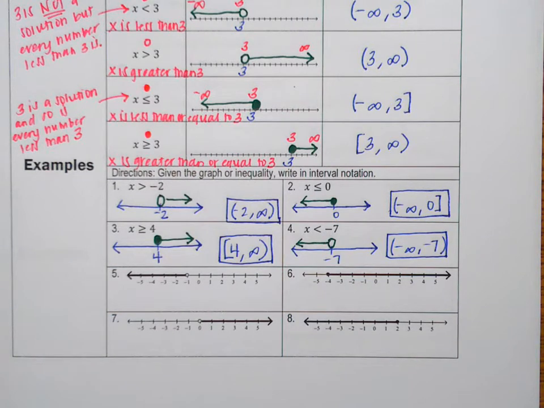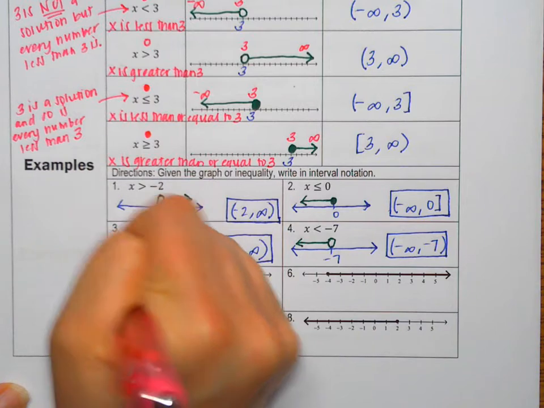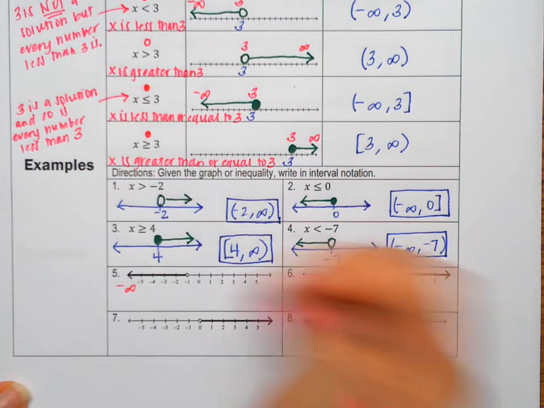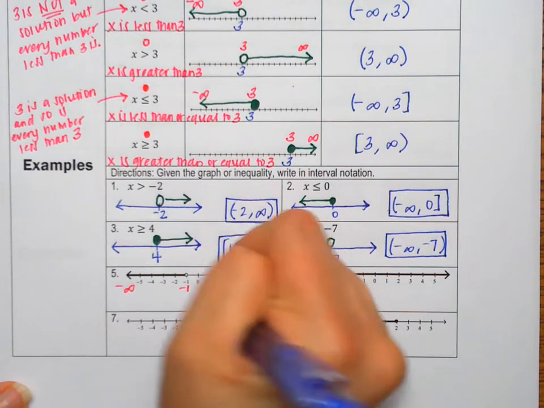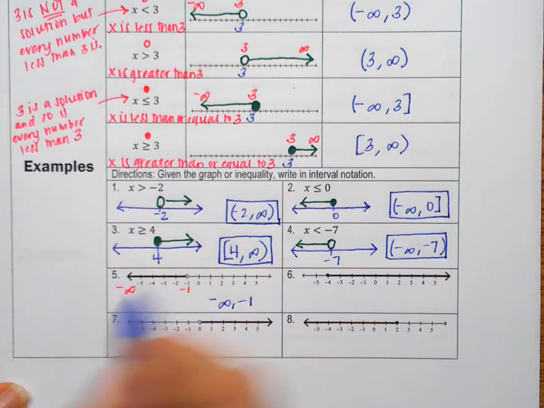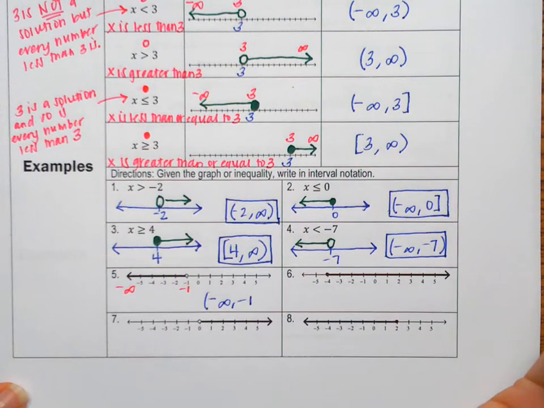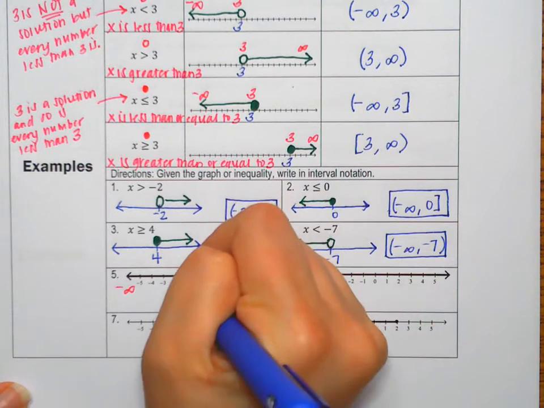So we're looking at it, and it's going in the negative direction forever. So we know, okay, that means -infinity, and it ends at -1. So to write that in interval notation, it's just -infinity to -1. Parentheses always on the infinity, and it's an open circle, so parentheses on -1.